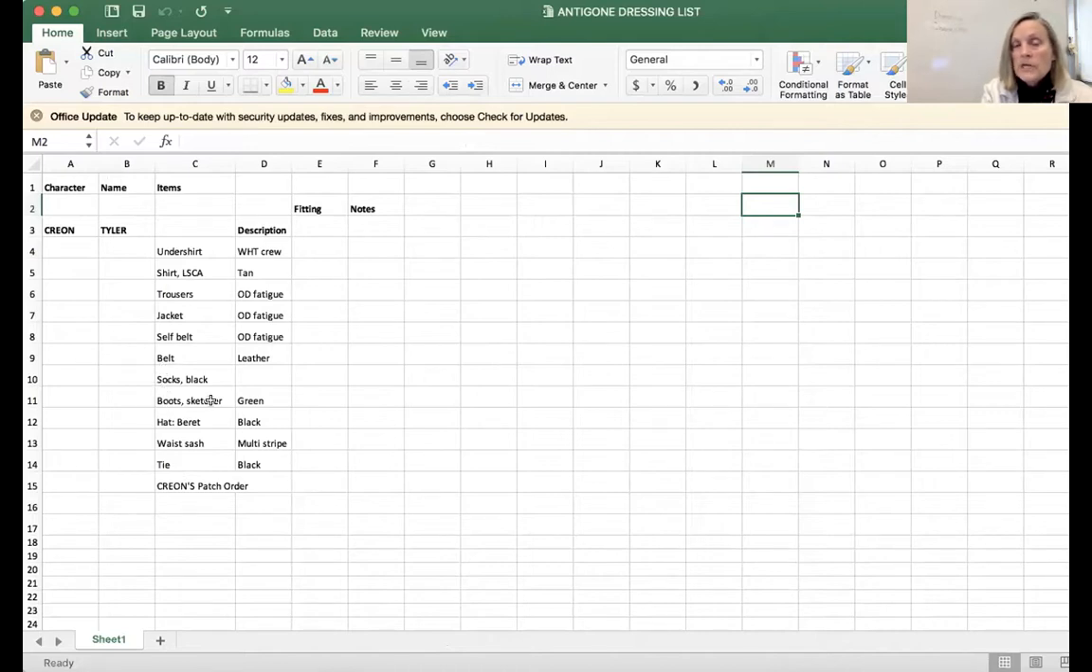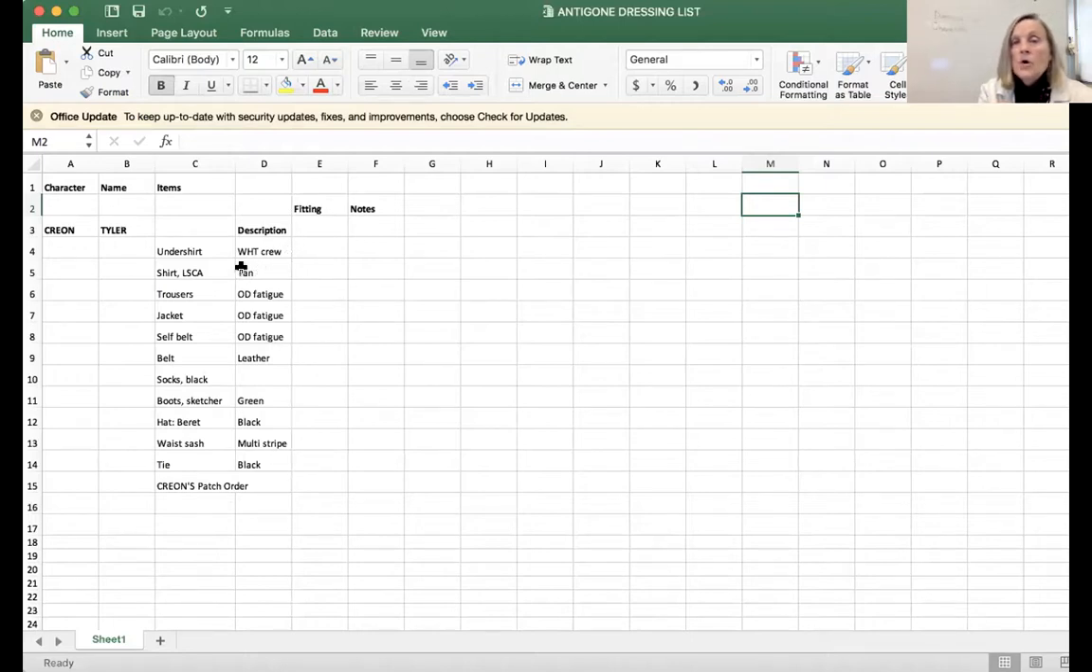I knew I wanted them in Skechers. Hat, beret. So these were things that were basic. Waist sash, tie, and this is his crayon patch order, which would be like my ID badge. So I knew that this was white crew. And then these things I had an idea for, but they were solidified at the fitting.